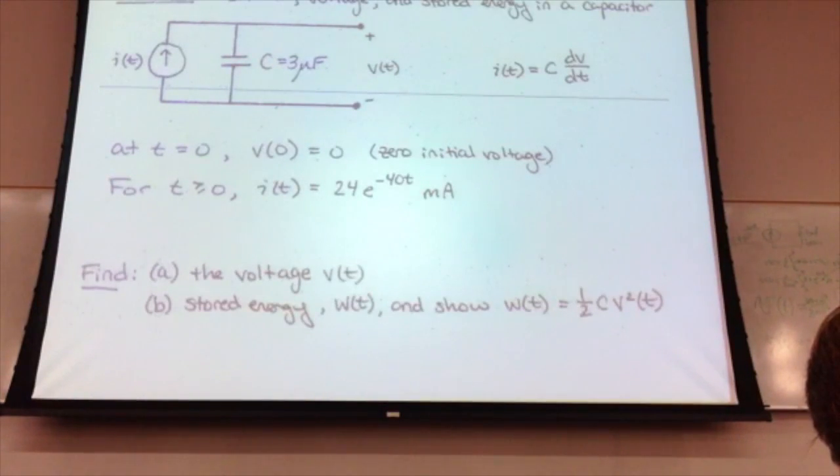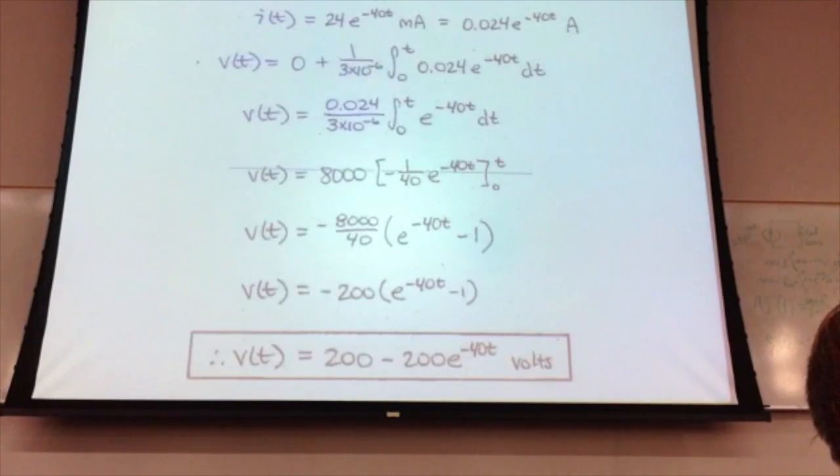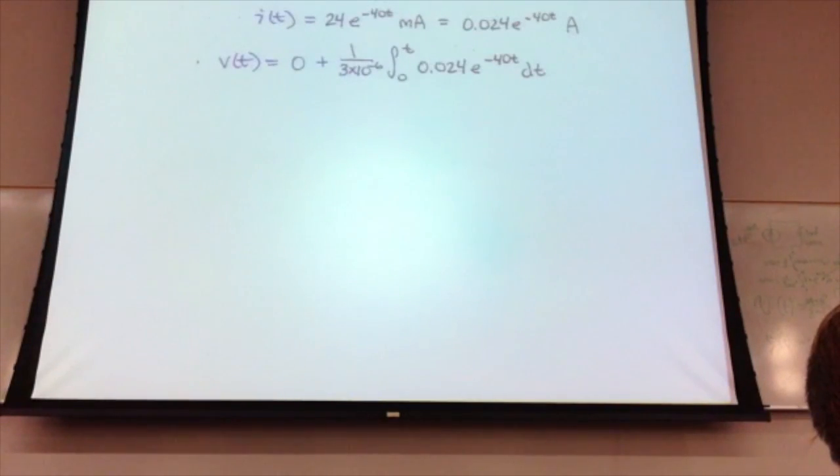All right. Find the voltage and find the energy stored. So we just went through it. Instead of having 24 milliamps, I took the milli and moved it into the decimal point, so 24 became 0.024. Then you got the 3 times 10 to the minus 6 down here.